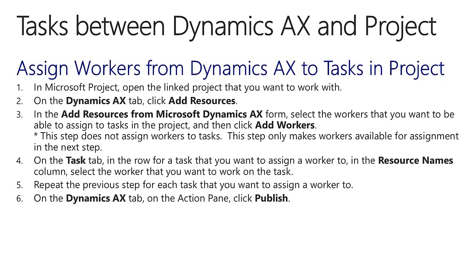On the Task tab, in the row for a task that you want to assign a worker to, in the Resource Names column, select the worker that you want to work on the task. Repeat the previous step for each task that you want to assign a worker to. On the Dynamics AX tab, on the Action pane, click Publish.